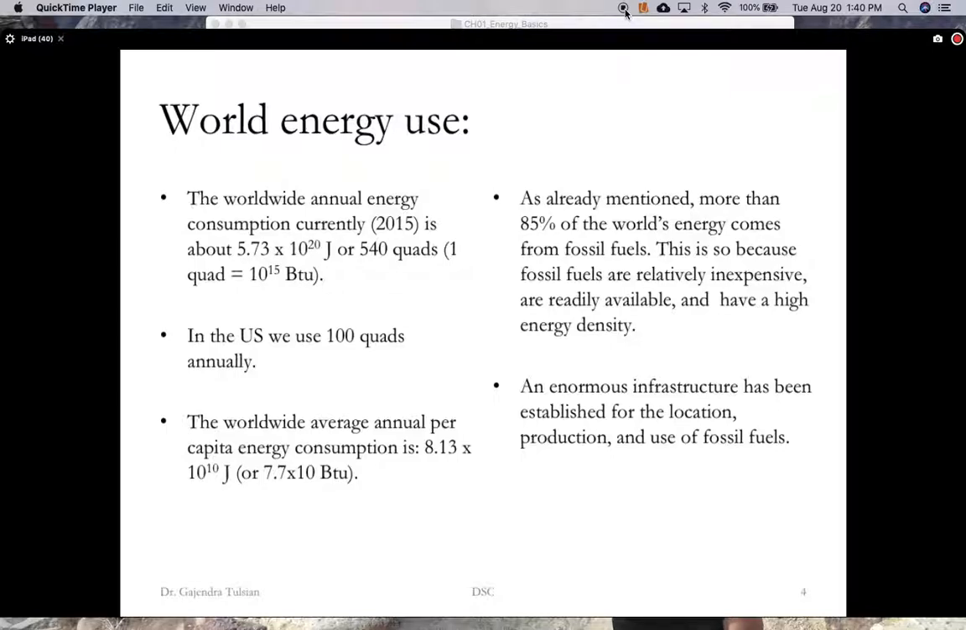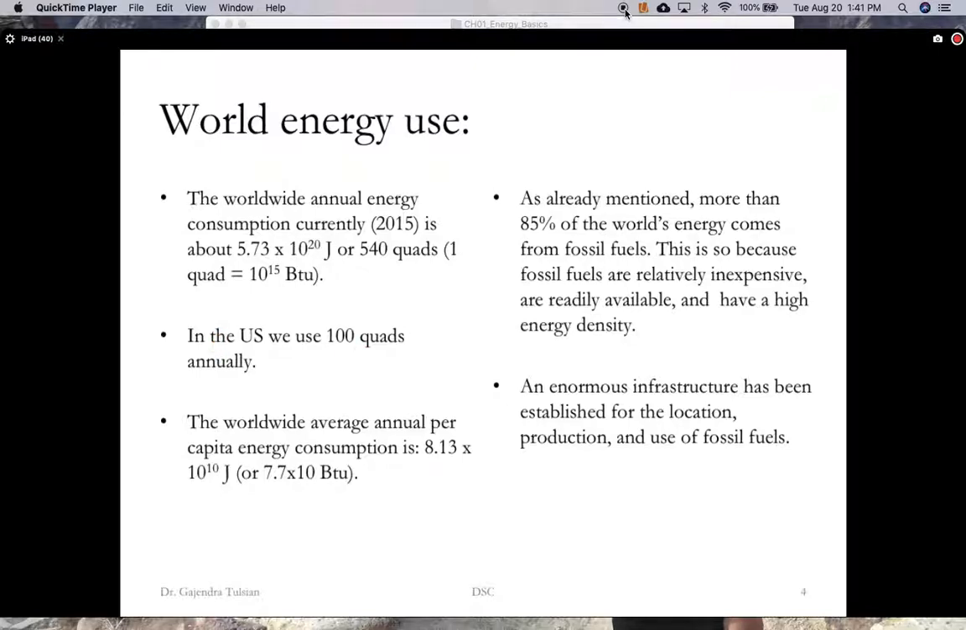So here is some world energy use. Worldwide, annually, the world uses about 6 times 10 to the 20, we'll say 10 to the 21 joules of energy. And this is about 540 quadrillion BTU, or quads, and one quad is 10 to the 15 BTU. Okay, so here's another unit of energy. Anyway, the world uses 10 to the 21 joules of energy, or 540 quads.